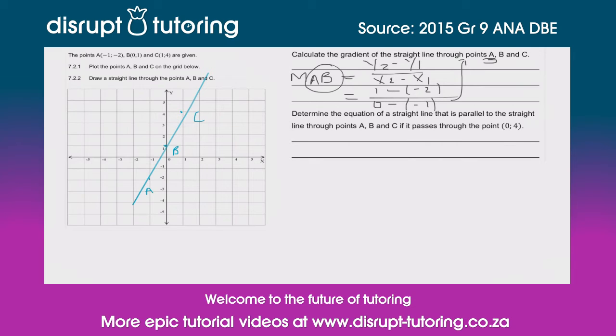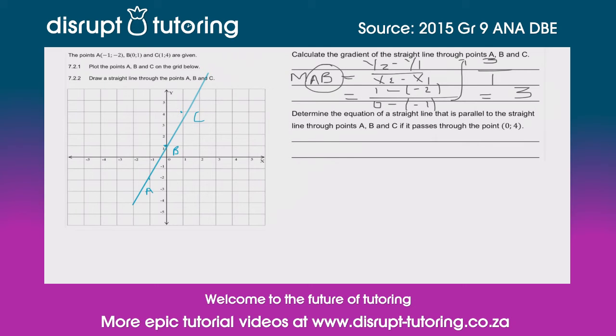So that's going to be 0 plus 1. So that's going to be 1. And therefore, our gradient is equal to 3. Okay. So that would be our gradient. So we knew it was going to be a positive value because we are moving up, and we also knew it was going to be quite steep, and 3 is fairly steep.